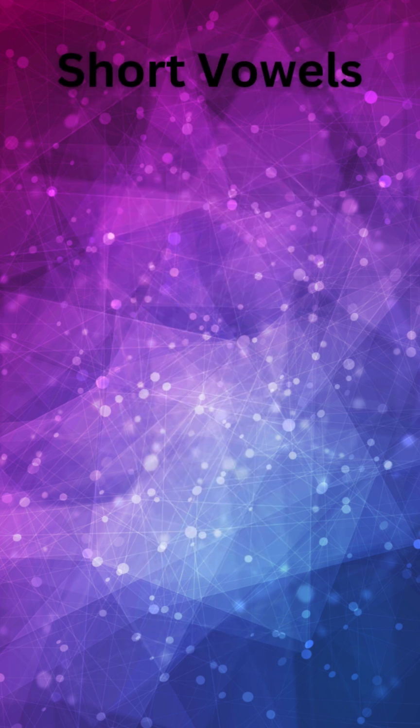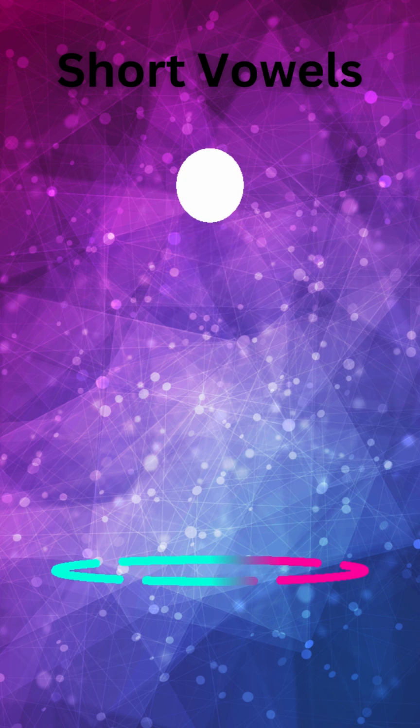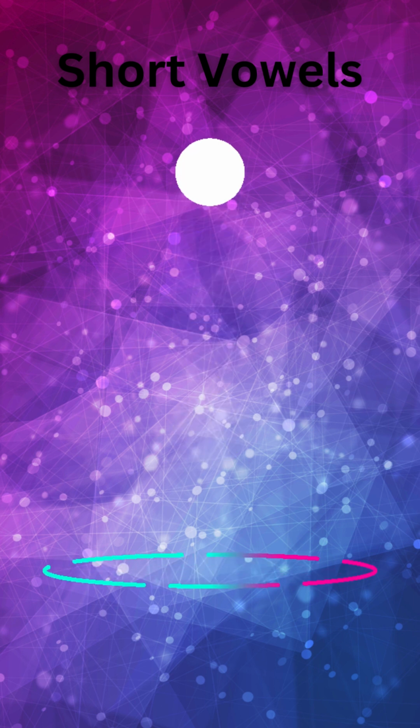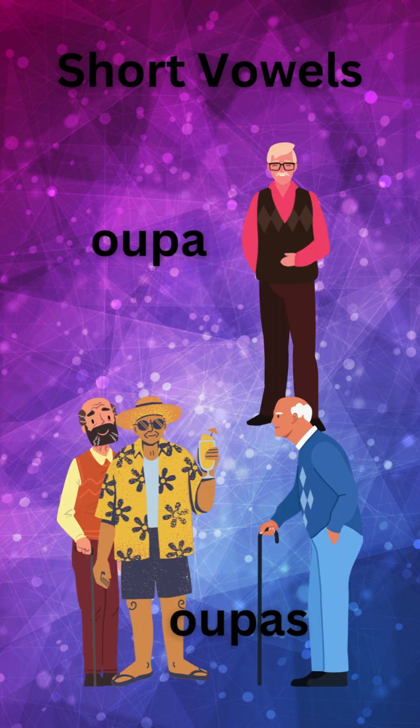If the emphasis is on the first syllable of a word ending in a short vowel, we don't need to add an apostrophe before adding an S. In this case, opa becomes opas.